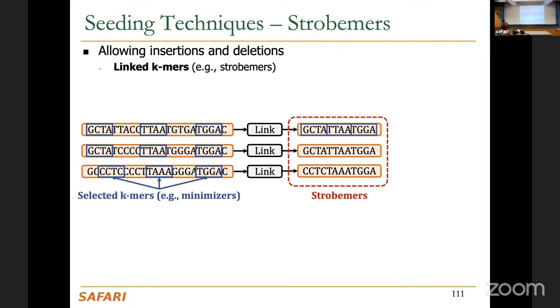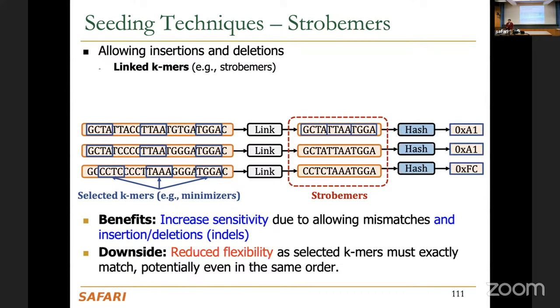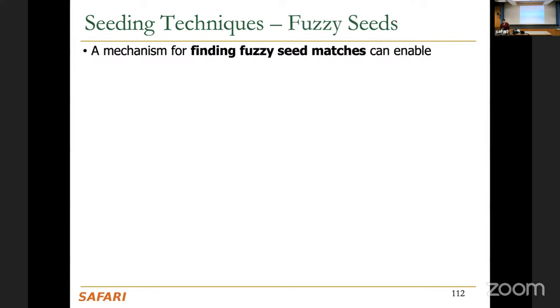What this enables is that it tolerates insertions and deletions that may happen between these regions of the reference and the read. So this is a mechanism developed for this particular purpose. But again, there's reduced flexibility. Why? Because you're still requiring these k-mers to exactly match, such that you can generate the same hash value to find the exact matching seeds.